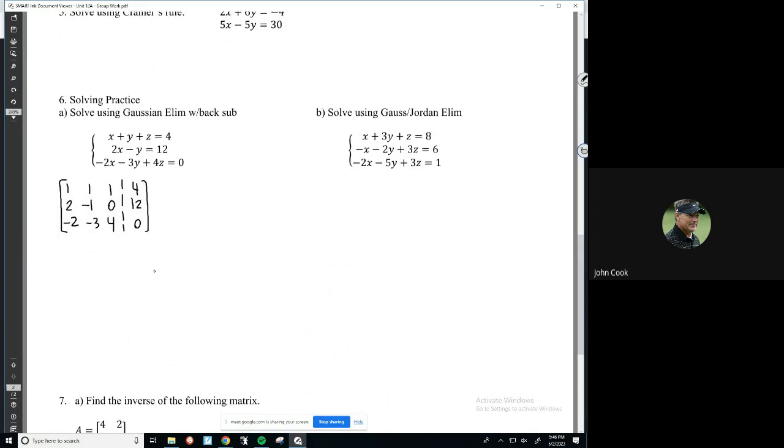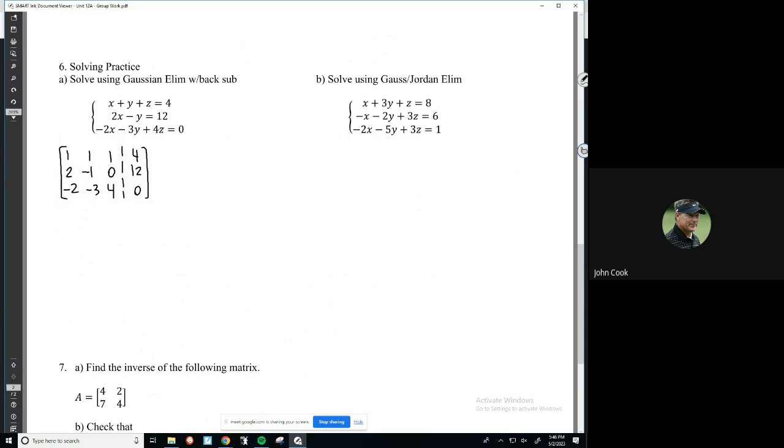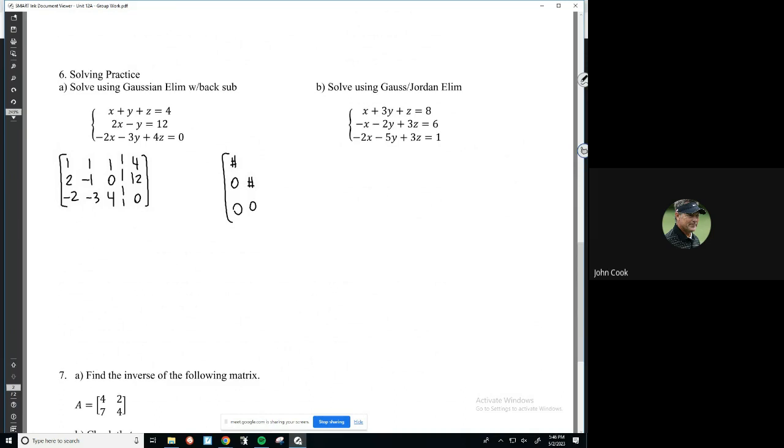Okay, so our goal with Gaussian elimination is to create something called row echelon form. And row echelon form looks like this. You get some pivot number here, okay? And then you get zeros below it. And then you go to the next row and you should get another number by itself and zeros below it, until you basically just have numbers across the diagonals. We call those pivots, okay?